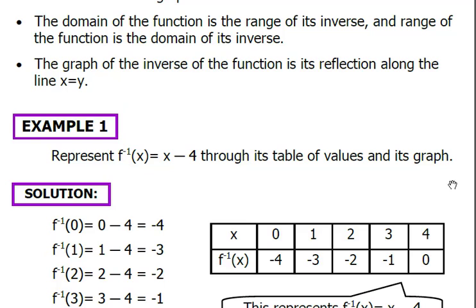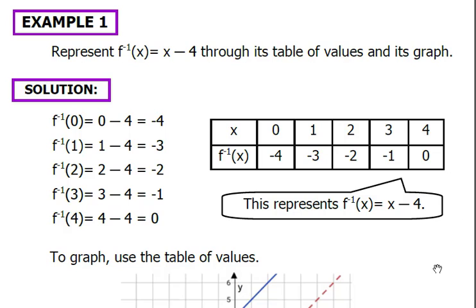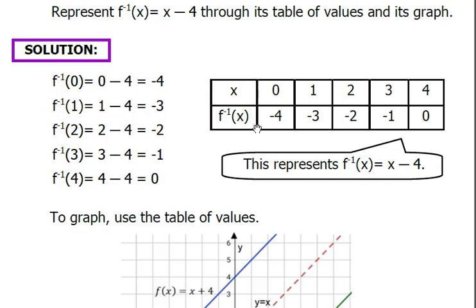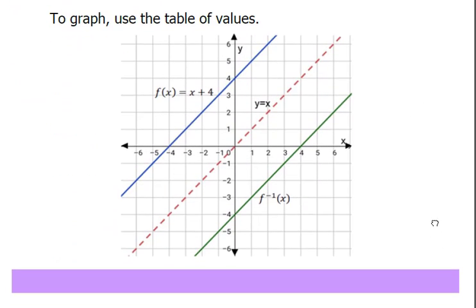Example 1 is here. Let me walk you through it. By the way, these are the table of values for the inverse function given and its graph. As you can see, we have the blue line, the graph of the original function. And we have the green line, the inverse of the original function. And this broken red line is actually the line y equals x or x equals y, either way.